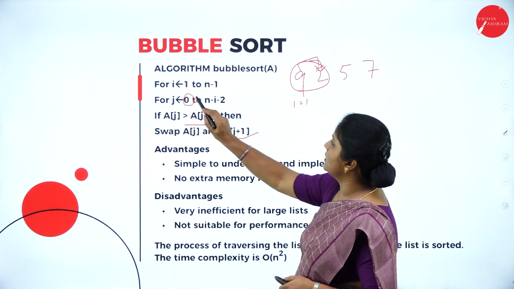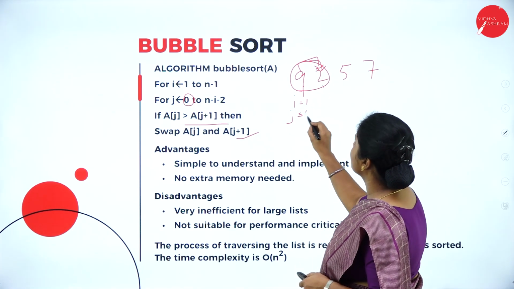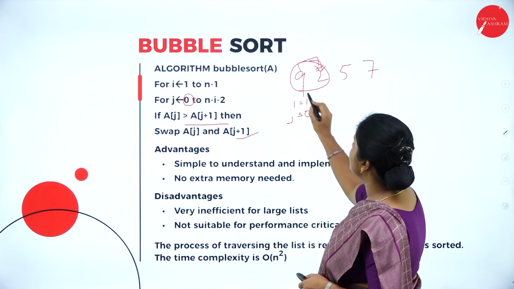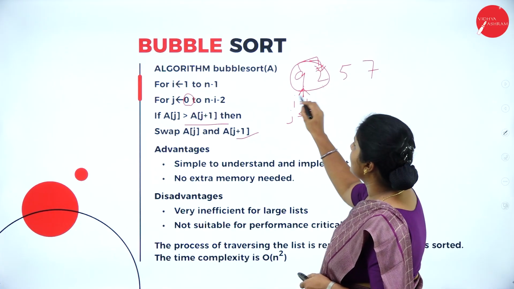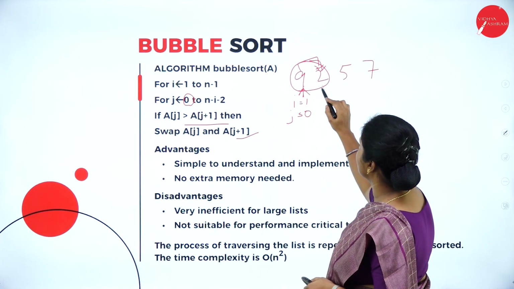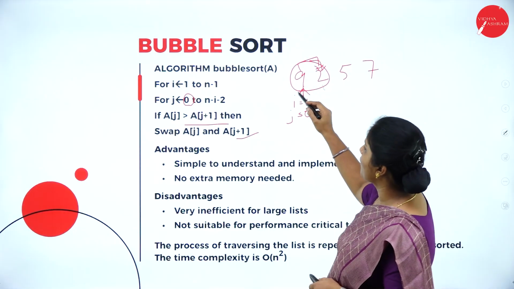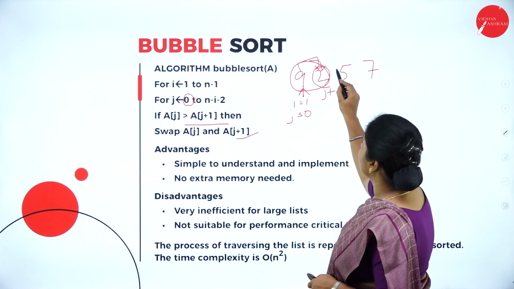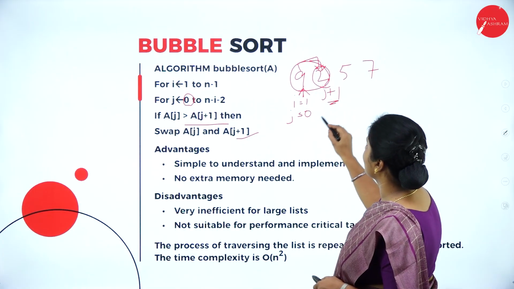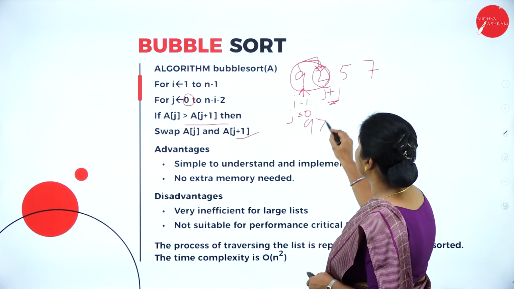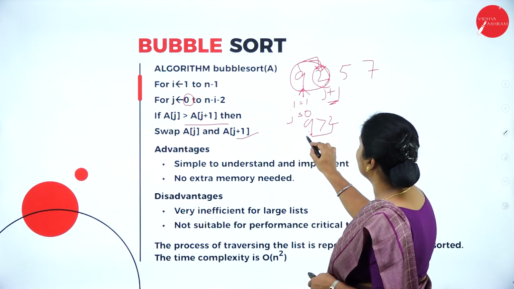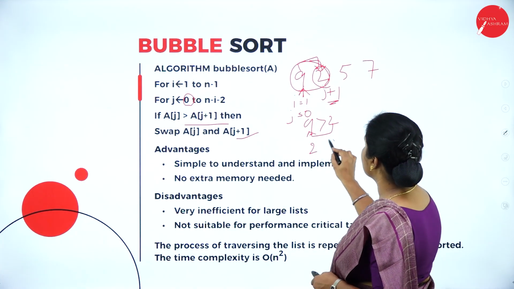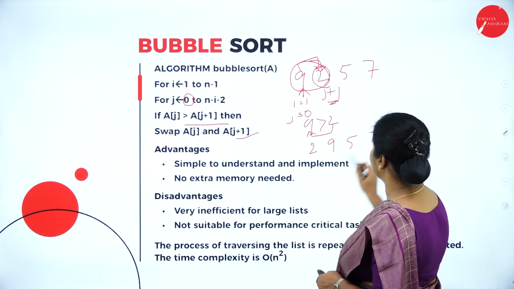So what is the j value? J value is 0. If a of j, that is the value 9, is greater than a of j plus 1. This is j plus 1, the 2 is in the place of j plus 1. Yes, 9 is greater than 2. Then swap these two. 2, 9, 5, 7.